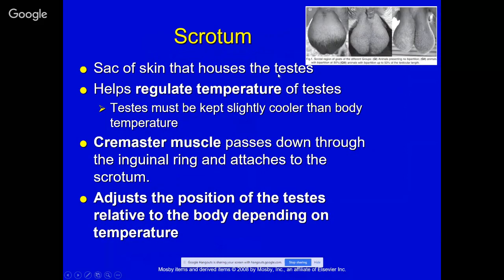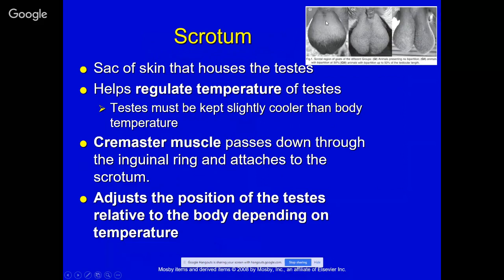The scrotum is a sac of skin that houses the testes, and it helps to regulate their temperature, because the testes must be kept slightly cooler than body temperature. There is a muscle called the cremaster muscle, and it passes down through the inguinal ring and attaches to the scrotum. It adjusts the position of the testes relative to the body depending on temperature.